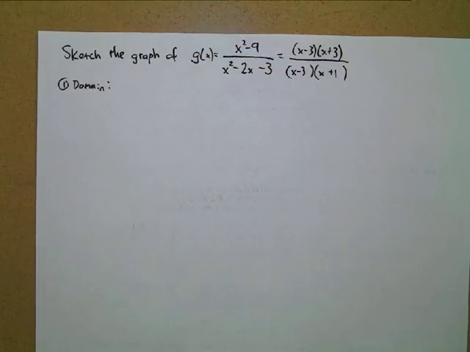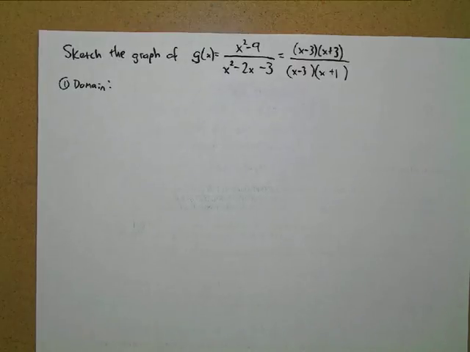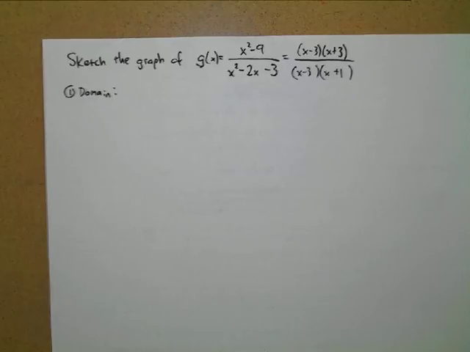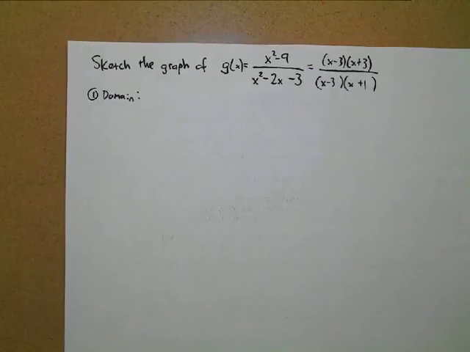I'm going to say it's going to be 3 and negative 1. 3 and negative 1, that's right. Okay, 3 and negative 1. All right, are our two domain restrictions. Positive 3 will give us 0 in the denominator. Negative 1 will give us 0 in the denominator. So we can say the domain is all real numbers, except x equals 3 or negative 1, sorry.